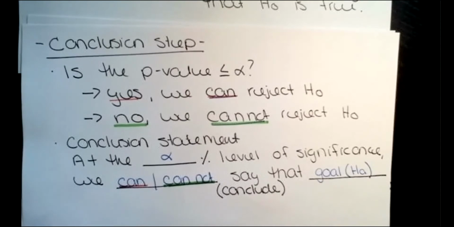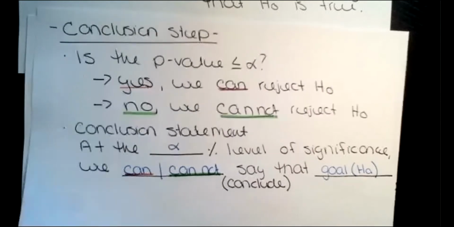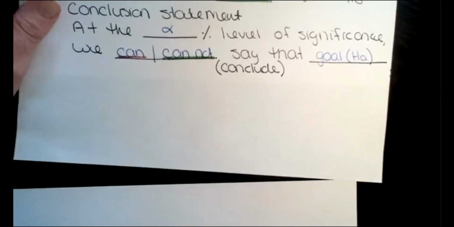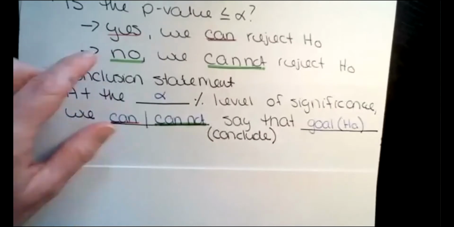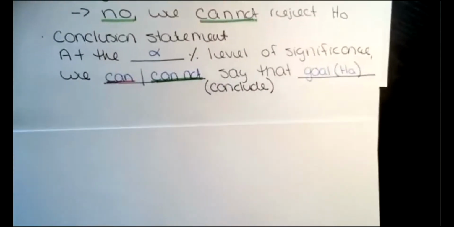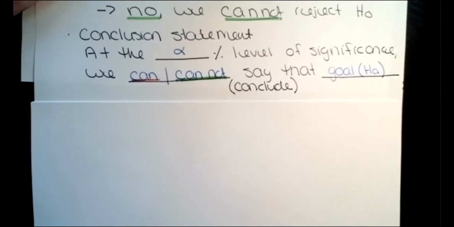Any questions on that step? I'm going to draw a picture for you because I want you to get a visual to go along with it before we look at an example. So the visual I want you to see is where my sample is if we can reject the null or if we cannot reject the null, right? I want you to get that visual of what it looks like.